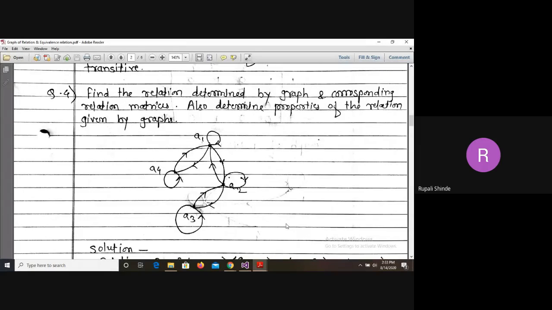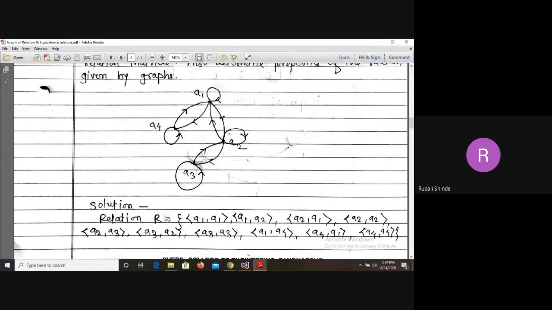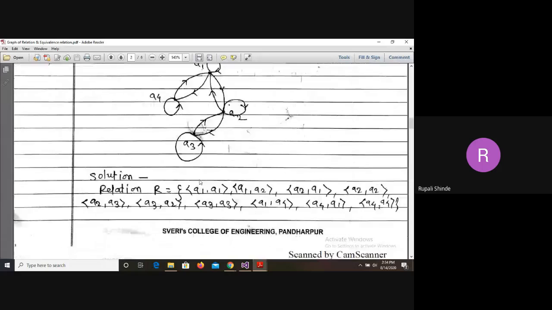What are the order pairs we can include? A4, A1; A1, A4; A1, A2; A2, A1; A2, A3; A3, A2; and then A4, A4; A1, A1; A2, A2; and A3, A3. That is correct. All these order pairs we can include in the relation from this graph.